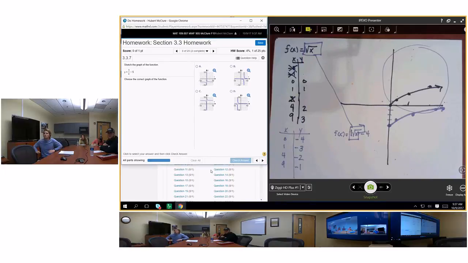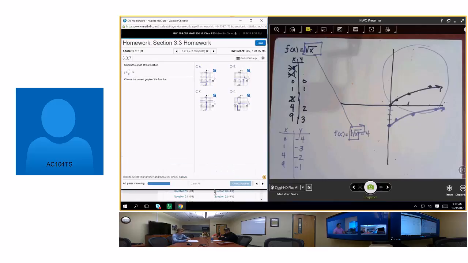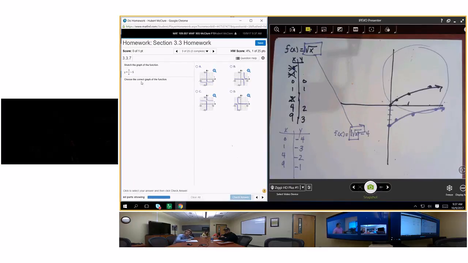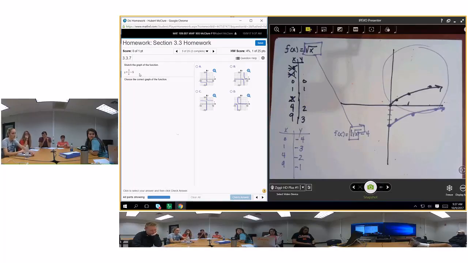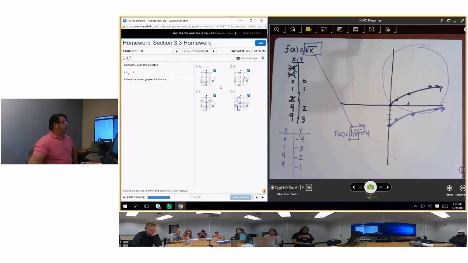I'm trying to pick the ones that are just multiple choice so we don't have to go through that drawing thing. So which one is it? Vertical shift or horizontal shift? That is a vertical shift. It's a regular vertical shift, so it's either A, that's it. A.